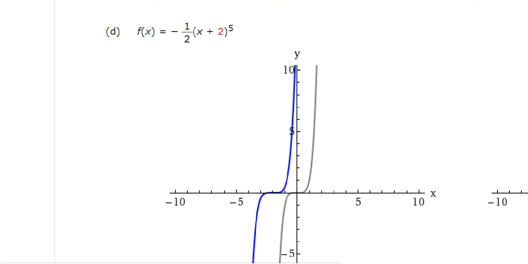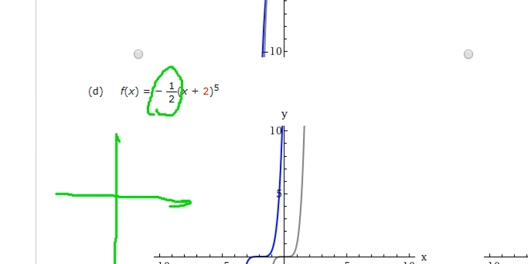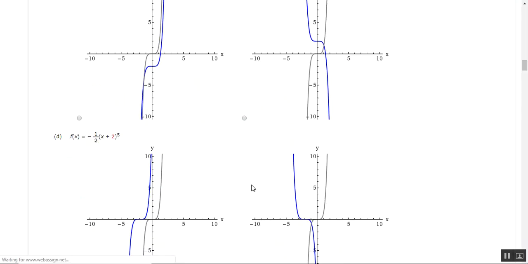Okay, the last one, we already went through negative 1/2. So this makes it look like this, right? Something like this, that we just discussed. Again, now this is plus 2. You're going to shift this to the negative. So you're going to consider that x plus 2 will be x minus the negative 2. So this is the amount that you're going to shift. Because it's negative, it will be to the left 2 units.